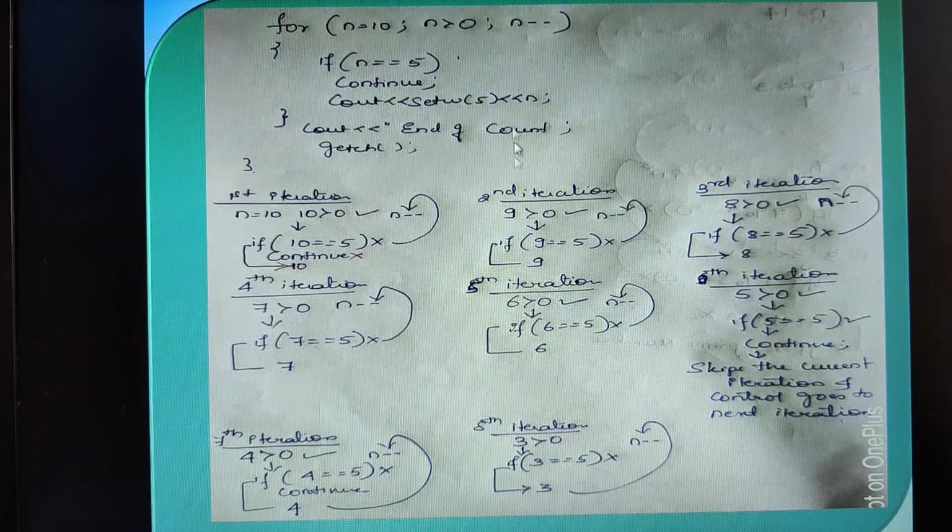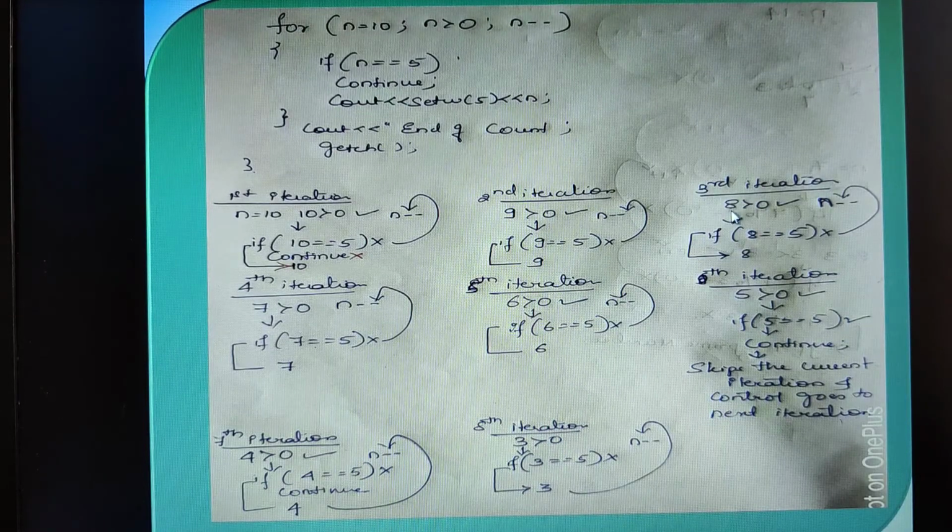The n value becomes 9. 9 is greater than 0, so the condition is true. It enters the loop. Whether 9 is equal to 5? No, the condition fails. So it will skip the continue true part and control goes to printing. Therefore 9 is printed. Similarly for each iteration where the n value gets decremented.